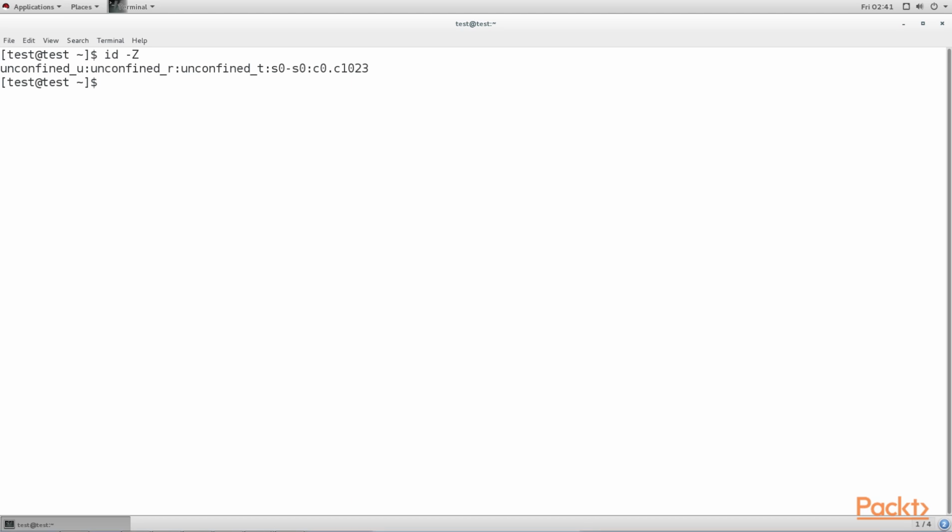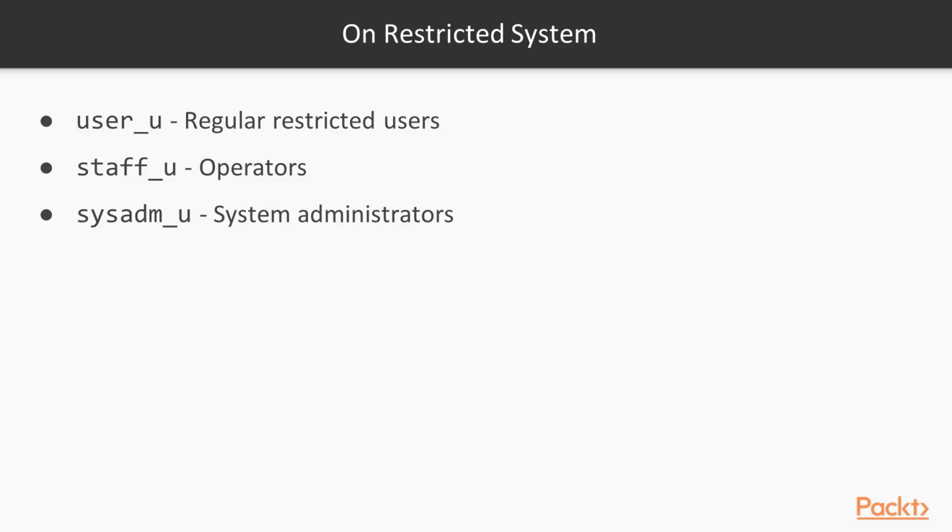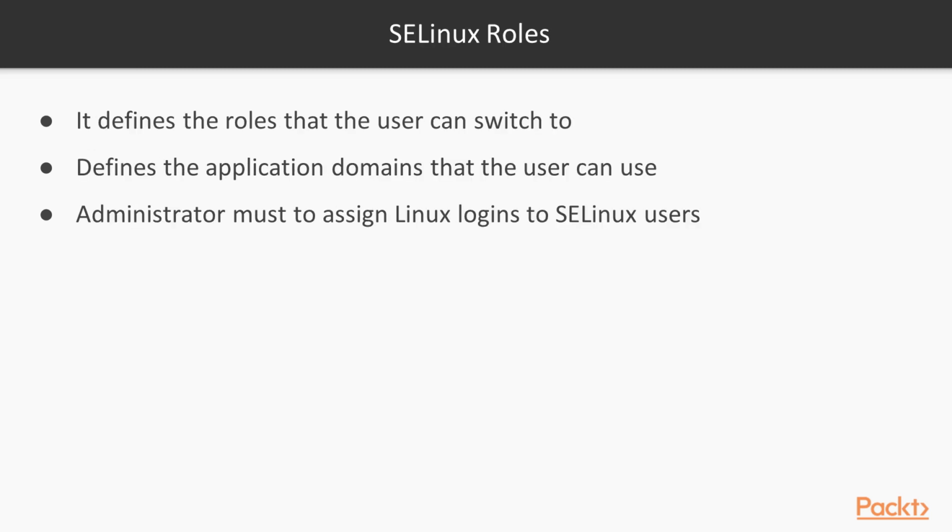On SELinux systems with a targeted policy type, chances are very high that all the users are logged in as unconfined_u, which is the first part of the context. On more restricted systems, the user can be user_u, which are regular restricted users, staff_u, which are operators, sysadm_u, or the system administrators, or any of the other SELinux user types. The SELinux user defines the roles that the user can switch to. SELinux roles define the application domains that the user can use.